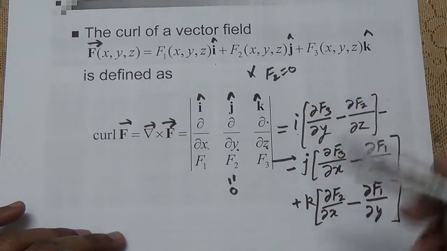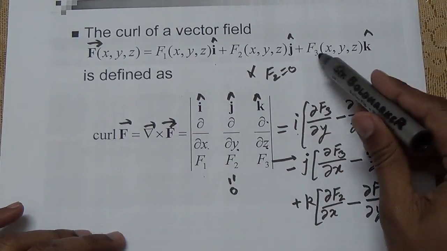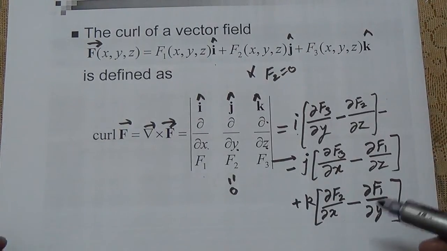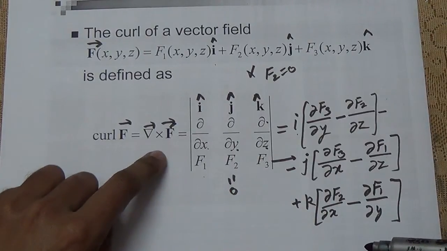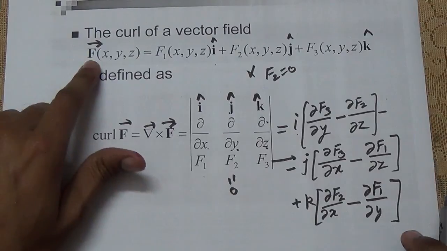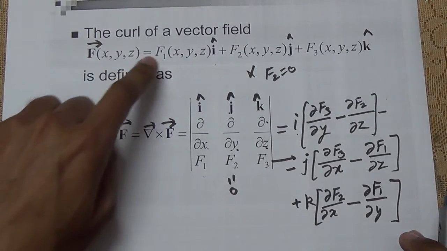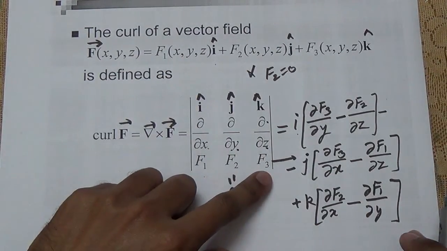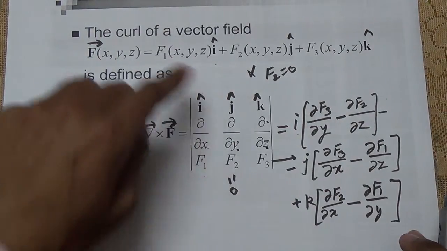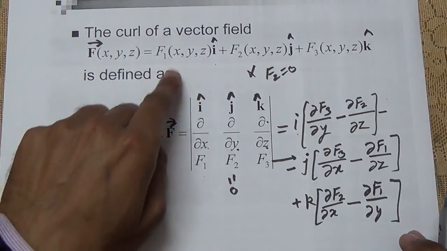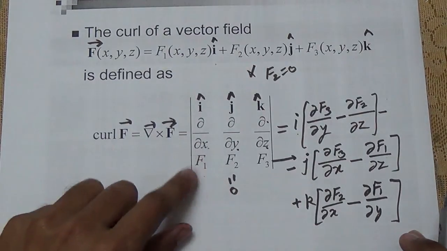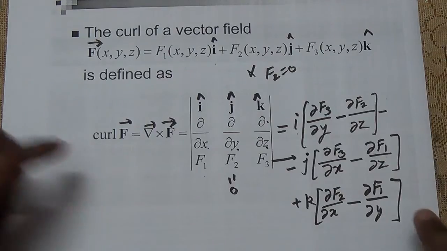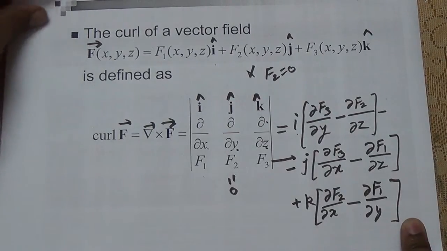If F1 and F2 are given, then you have to write only these two, and F3 will be equal to 0 if there is no k component. So before solving this mathematical formulation, first check the components of this vector field. How many components are given? 1, 2 or 3, or if all 3 are given, then you have to write all 3 here. If only 1, then you write only 1. If only 2, any 2, F1, F2 or F1, F3 or F2, F3, then you have to write only those 2.